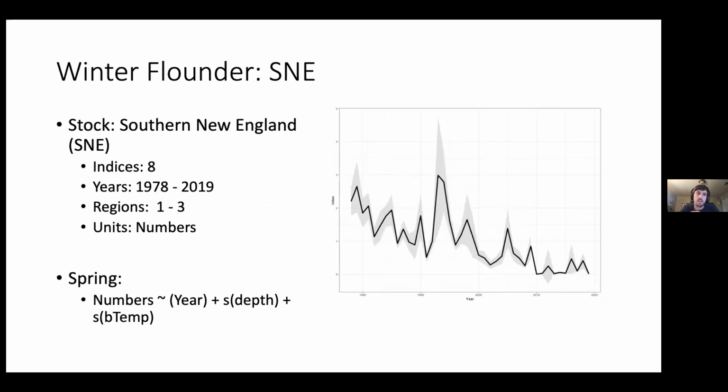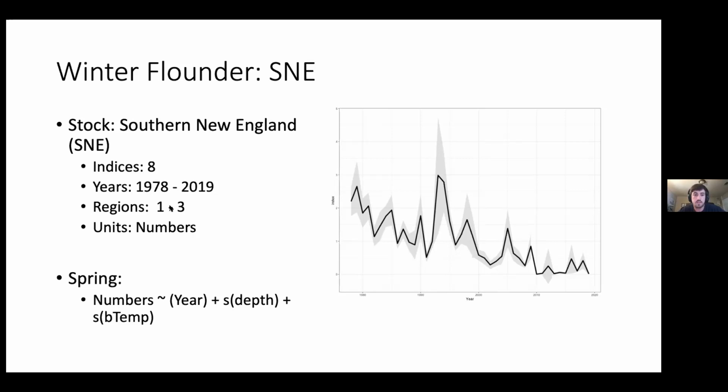So the next stock is winter flounder for southern New England. Again, this stock assessment is using even more indices of abundance. So it's using 8. And I should have said, I guess, back in the introduction, you can use a combination of fisheries dependent and independent indices. And then within the assessment, not all these indices have the same amount of weight. So you can give certain indices that you think might be more reliable higher weight, or have the model fit them closer than other ones. So not all indices are created equal.